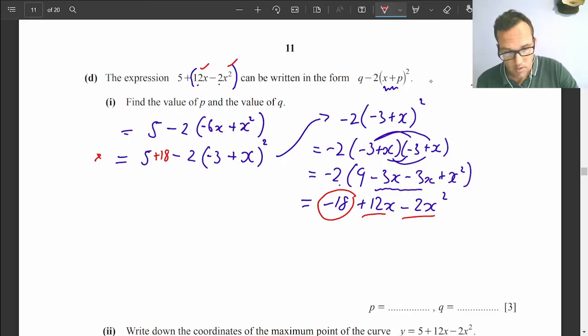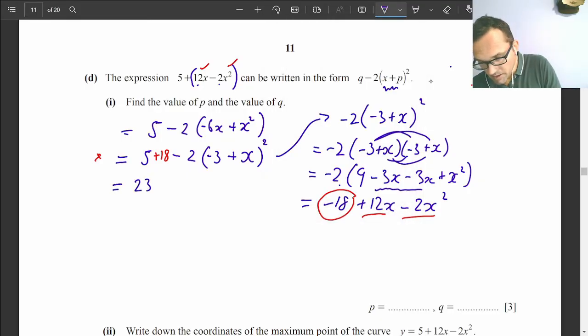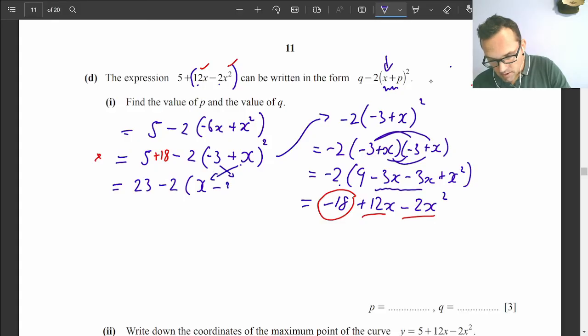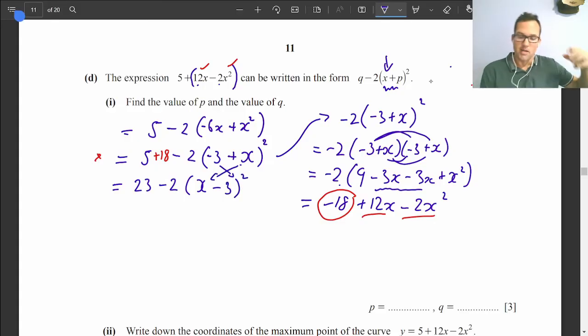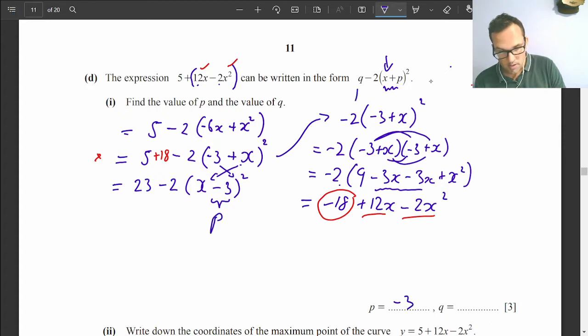Okay, so what does that mean? That means I've got 5 plus 18 is 23, minus 2. They've got the x first, so I've got the x there. Luckily it's positive. So we're basically just swapping this around. The minus 3 goes there, squared, and we've done it. Okay, so P is what is over here, negative 3. That's P. And Q is what we got there, 23. You can do this.